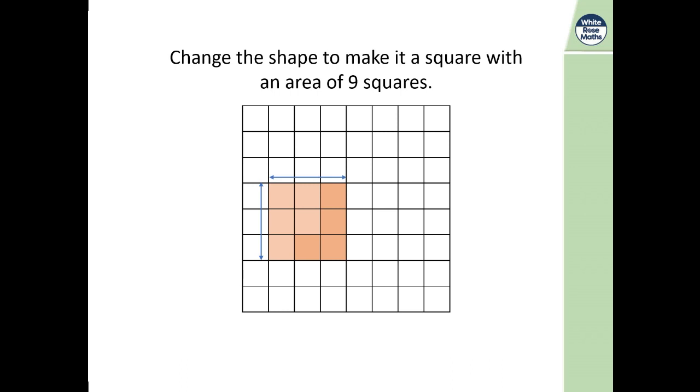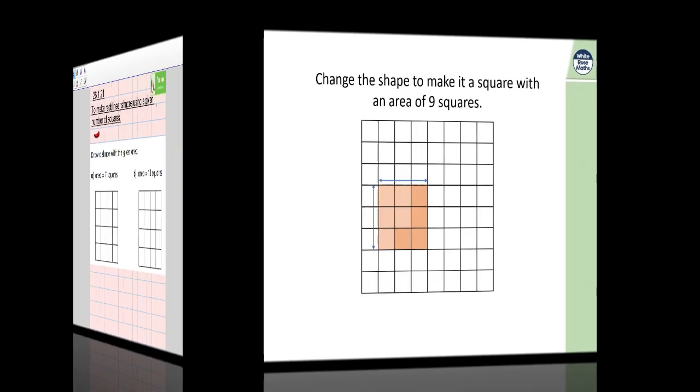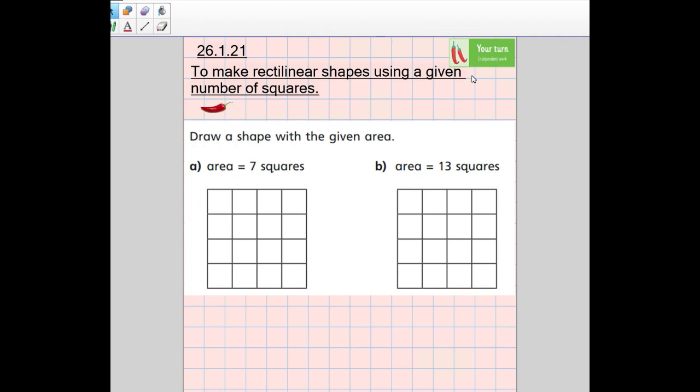Now we have 3 in the row and 3 in the column. Now it's your turn. Remember to do 1 chili's worth of work. You either do chili 1, chili 2 or chili 3, depending on how you got on with today's lesson. This question is suitable for chili 1. It says draw a shape with a given area. So 7 squares and 13 squares. Pause the video and have a go now.